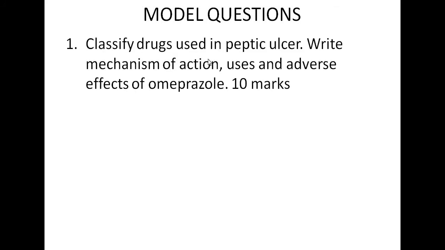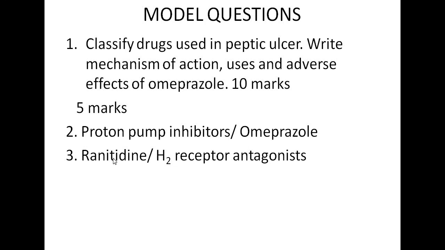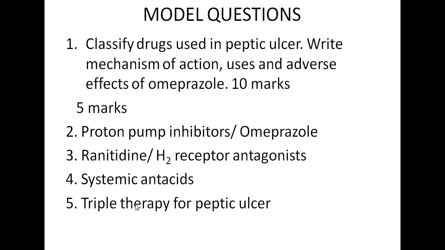So some of the expected or model questions from the topic on peptic ulcer include: classify drugs used in peptic ulcer. Write the mechanism of action, uses and adverse effects of, it can be general, like proton pump inhibitors. 5-mark questions include proton pump inhibitors or a single drug, omeprazole, lansoprazole. 5-mark question again, H2 receptor antagonists or ranitidine. Systemic antacids, non-systemic antacids, or in general antacids. Then triple therapy for peptic ulcer.